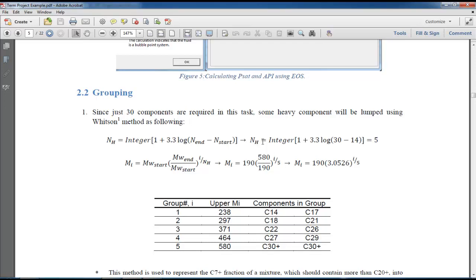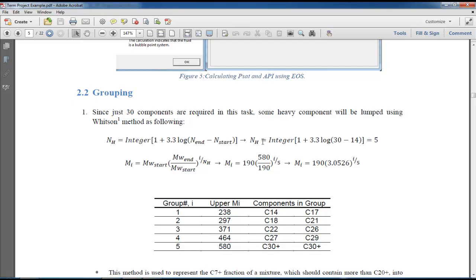Some of you asked me what's the difference between lumping and grouping. Mainly we have two things. We have splitting, where I split the heaviest component, and we have lumping or grouping, where we lump or group things together. There's no difference between lumping and grouping. They are the same. Different names, but they refer to the same thing.